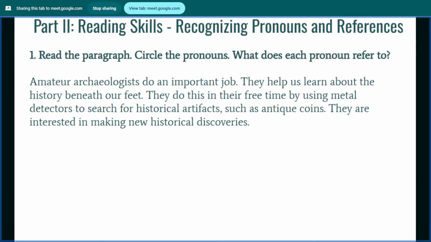Now let's do a quick exercise. Here you have to read the sentence and find out the pronouns and what subject each is referring to.